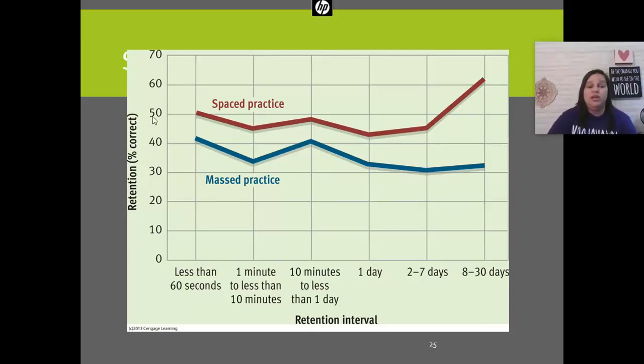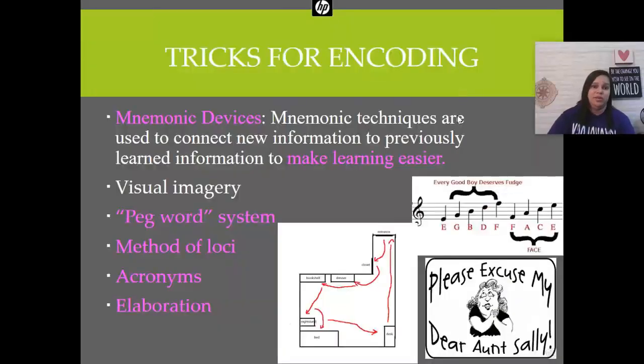So when you're comparing retention, even on a short-term scale, between spaced out practice or massed practice, spaced practice is going to win. You're going to remember it better when you learn it over time. But especially later, you're really going to recall the information that you studied over time better. So cramming is better than nothing, but spaced out is better. So how can we encode information better so we're more likely to recall it later?